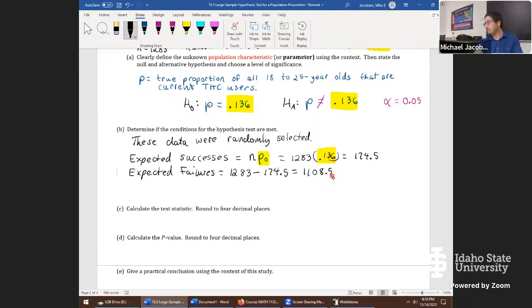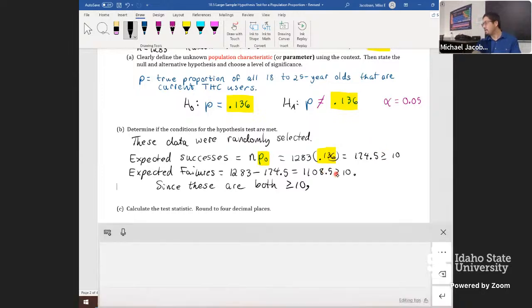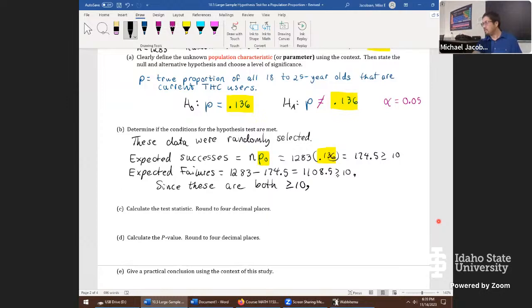All we have to say now is, since these are both greater than or equal to 10, we can put here, that's definitely greater than or equal to 10, and so is this quantity. The sample size is large enough. And that would mean, finally, here's our overall conclusion on all of this work here. The conditions are met.